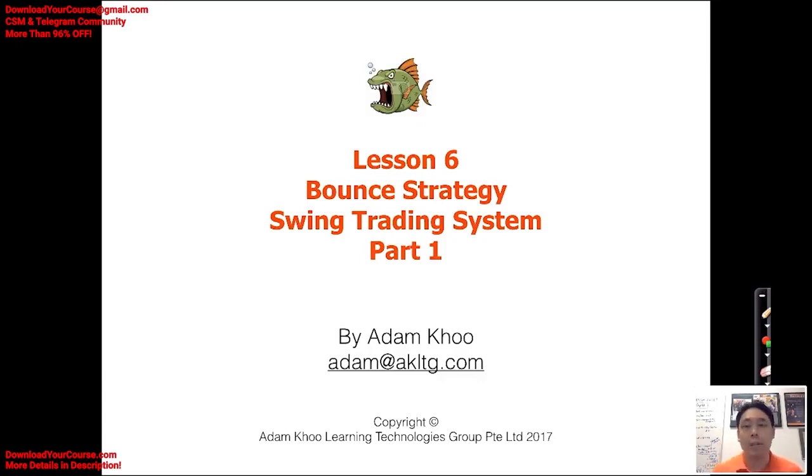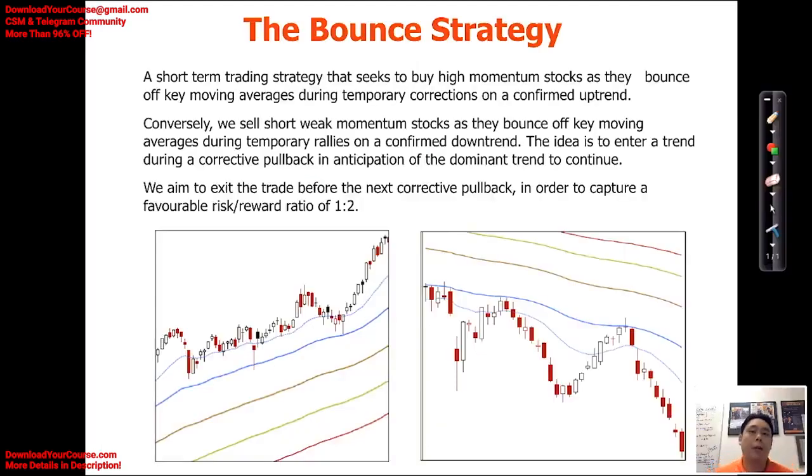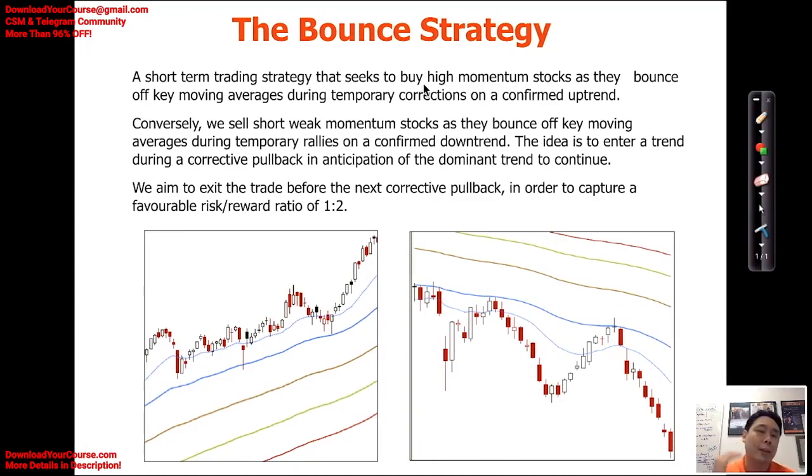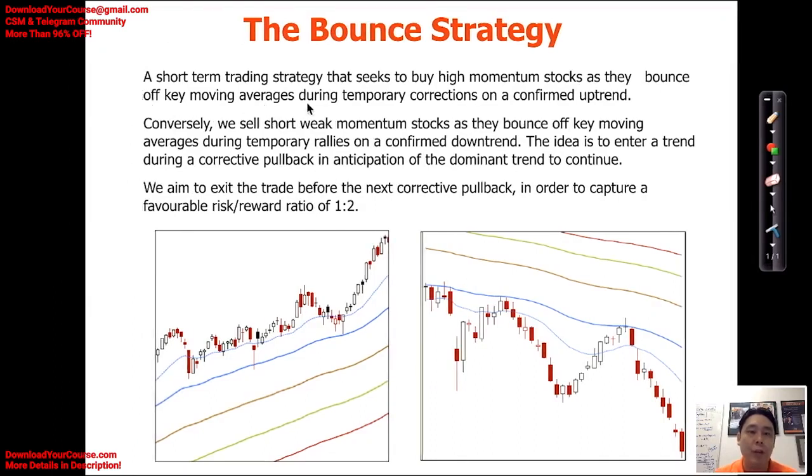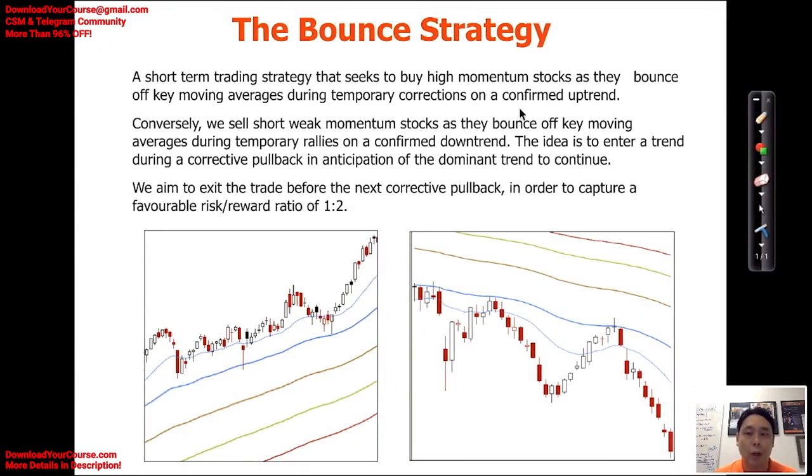And it's a trading system that I've used for many, many years, and it's one of the most powerful systems with the highest probability. So let's understand the concept behind this first trading system. This is a short-term swing trading strategy that seeks to buy high momentum stocks as they bounce off key moving averages during temporary corrections on a confirmed uptrend.